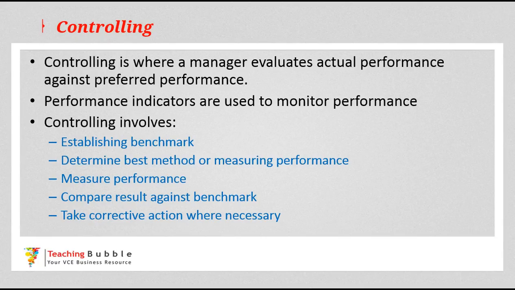Now think back to our performance indicators. If we're using a performance indicator, we need something to measure it against. So controlling involves, first of all, establishing some kind of benchmark, and then we need to determine the best method of measuring the performance, and that could be deciding on what performance indicator is the most appropriate. We then need to measure the performance, we compare the results we've received against the benchmark, and then we take any corrective action where necessary.